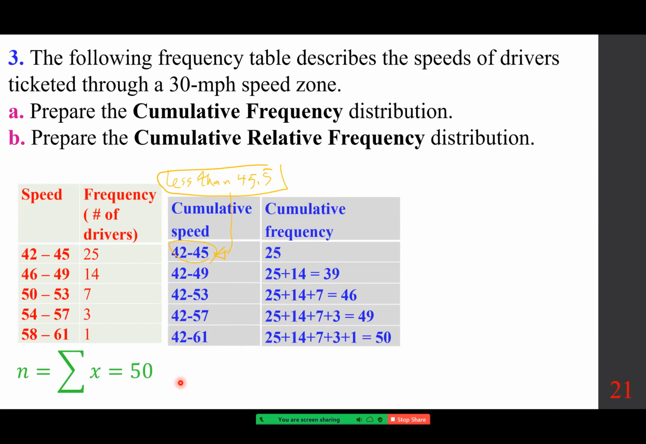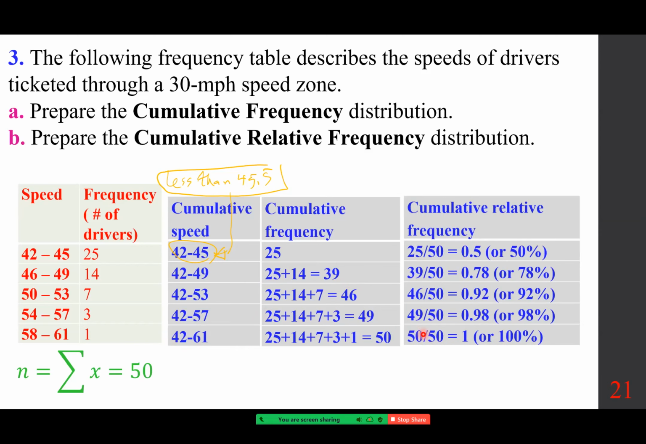What is important is this: the last one must always be 1 or 100%. It's a relative frequency, okay? So for the cumulative relative frequency, the last one must always be 1 or 100%, and the cumulative frequency must always be n. This must always be n. This must always be 1 or 100%. Otherwise, we've made a mistake.